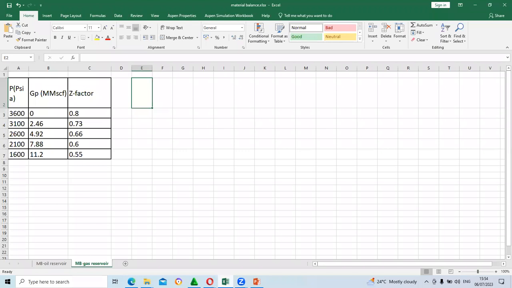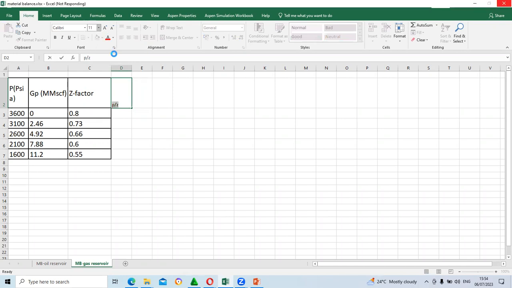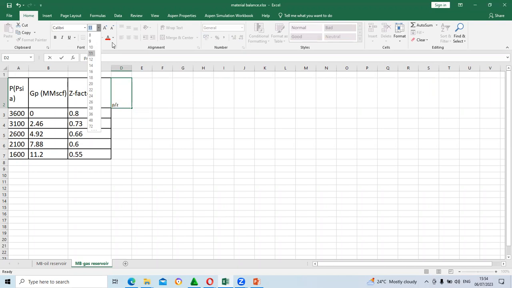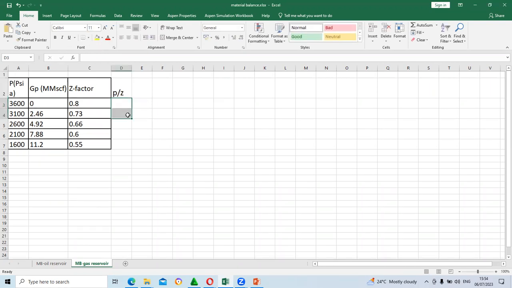So I will go to my Excel. This is our data that we have. Remember, we want to draw a graph of P over Z against GP. So I'll have my P divided by Z. I'll have this column as my P divided by Z. I'll highlight it and increase the size so that we can see it well. All right, that's our P over Z.